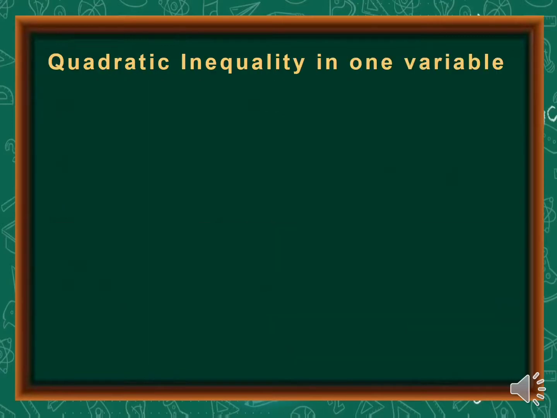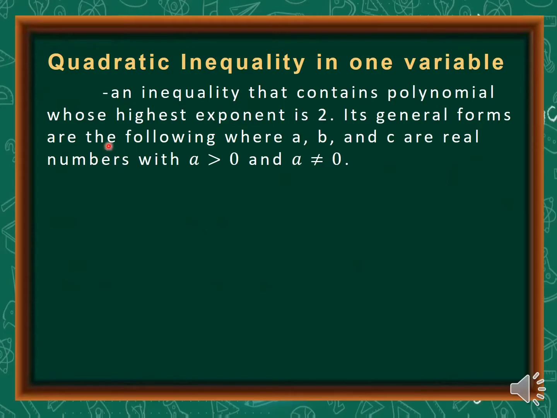Let us now discuss quadratic inequality in one variable. So this is an inequality that contains a polynomial whose highest exponent is 2. Its general forms are the following, where a, b, and c are real numbers with a not equal to 0. Okay? So these are the general forms of quadratic inequality.